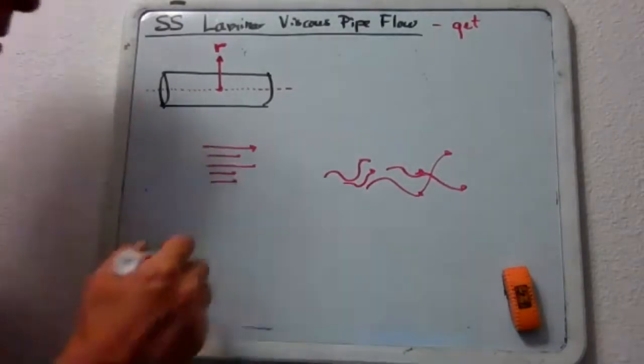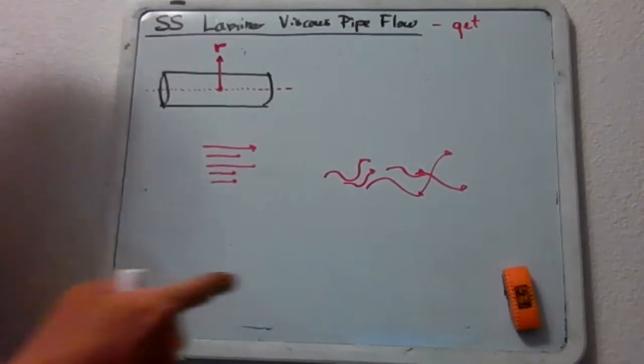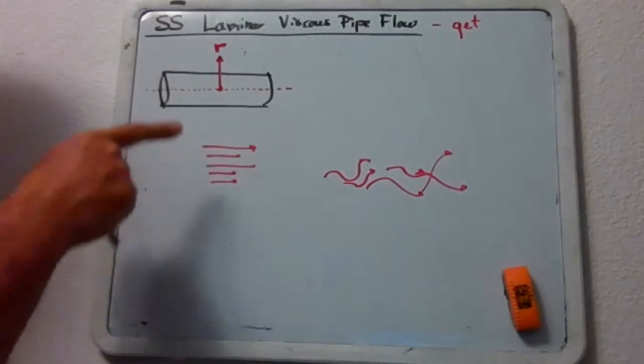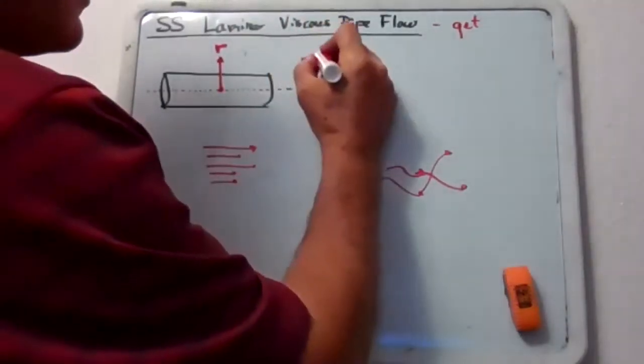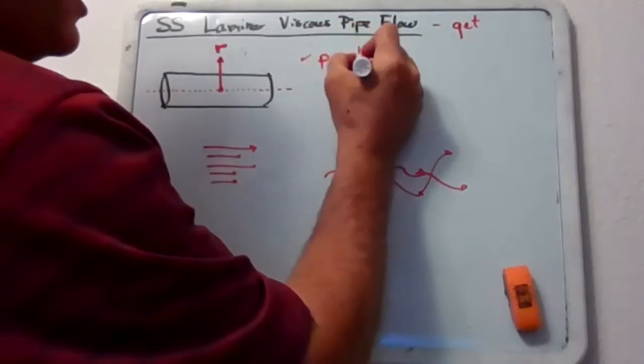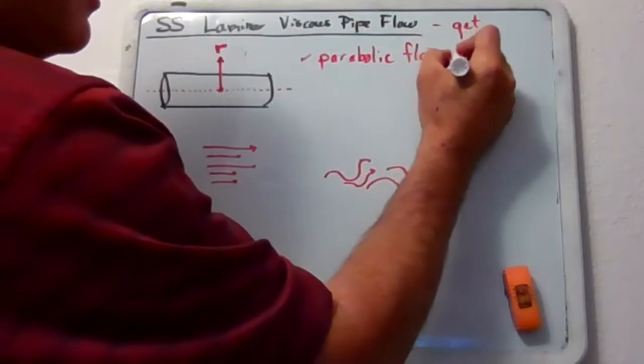Some things that we get. Do we get the no-slip condition? Absolutely. Okay. Do we get fluid moving faster in the middle than at the edge? Absolutely. And so that's sometimes said we get a parabolic profile, parabolic flow profile.